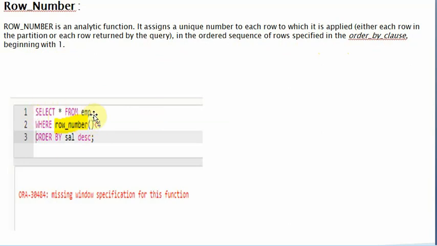Let me show an example. I have queried the employee table and applied a WHERE clause: row number is less than 4. In the case of ROWNUM we were able to get some result, though it was incorrect. But here I can't apply it like this, and it's giving me an error. So let's see why it's giving the error.